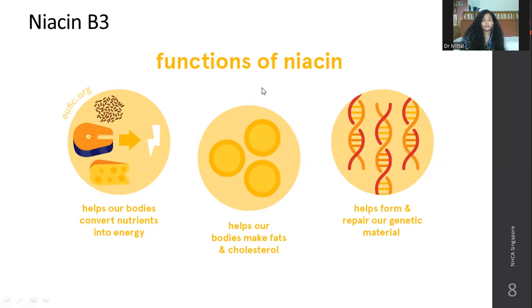Next is niacin. It's vitamin B3, niacin. So in the year 1937, niacin was discovered. It was given the title of a vitamin B complex. And niacin is a very generic term. All the derivatives of nicotinamide come under this umbrella term of niacin.